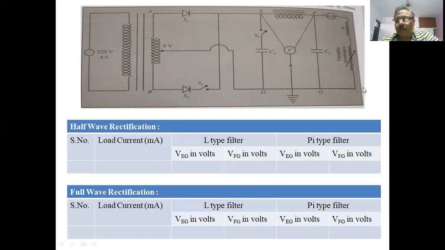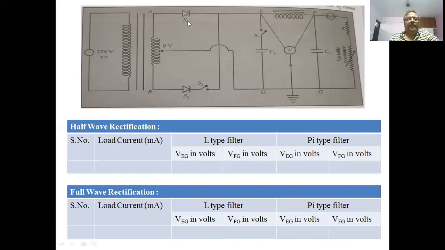This is connected to a load provided with variable resistance, so that the load current can be varied from this resistance, and the corresponding load current is measured in a milliammeter, which is connected in series to the load.